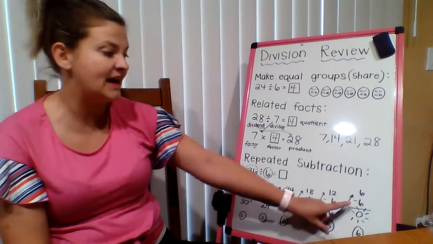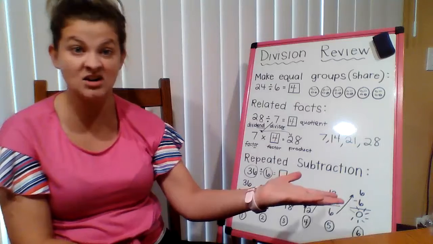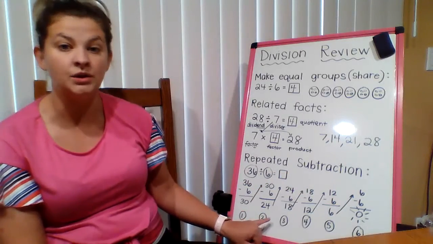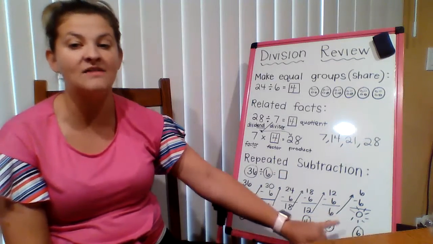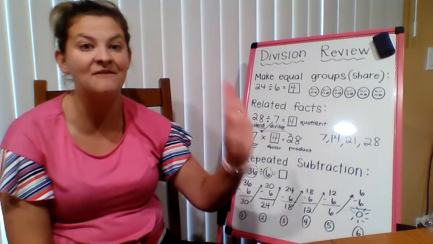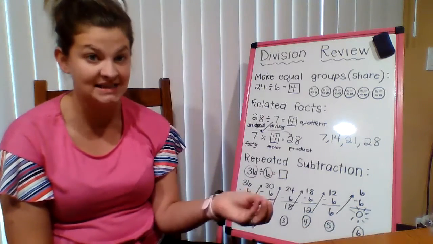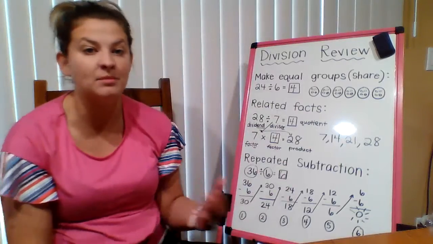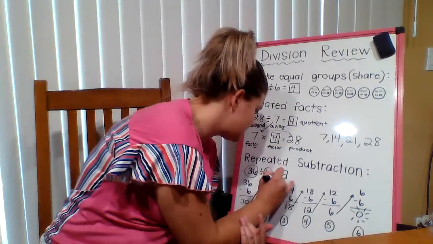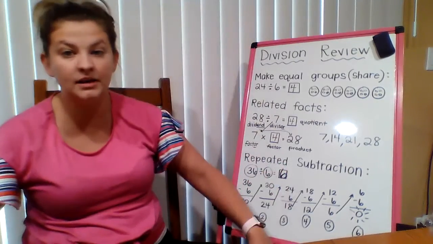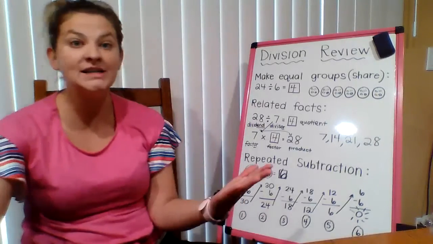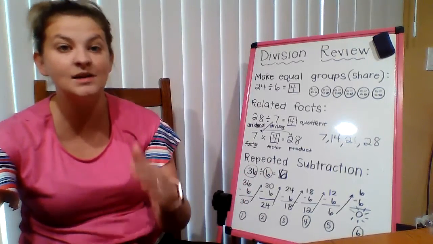And finally, I have 6 stickers left. I give 6 stickers away. I have none, which means 1, 2, 3, 4, 5, 6 students have gotten 6 stickers, which is the answer to my problem. That is a very messed up 6. There we go. How does that look? A little bit better? Kind of made it too big for that box. Sorry, kids. So 36 divided by 6 is equal to 6.